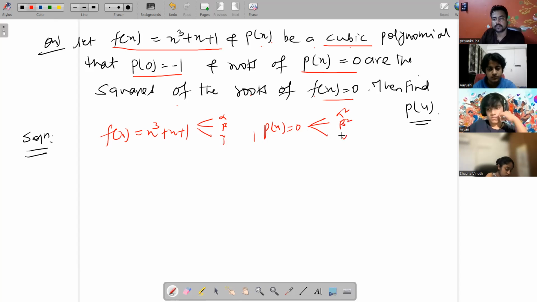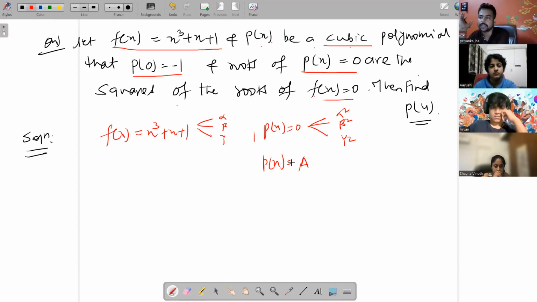Alpha square, beta square, and gamma square. Correct? Now, this p(x) can be written in factor form because we have some idea about the roots. I don't know the leading coefficient of this polynomial, so I put a general one, because it is not always x cube plus 2x square and something like that. It may be 2x cube, 3x cube, etc. So that is a leading coefficient that we have no idea about.